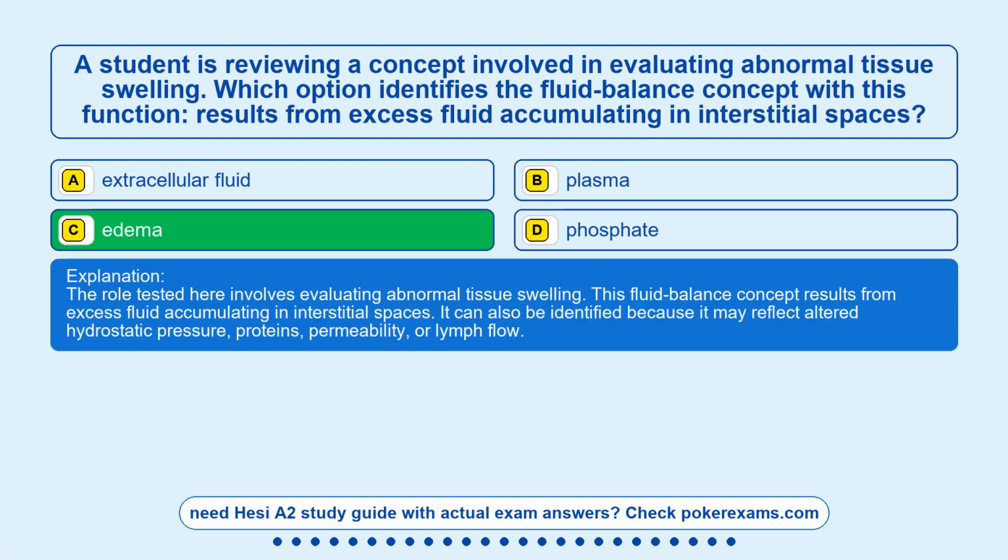The role tested here involves evaluating abnormal tissue swelling. This fluid minus balance concept results from excess fluid accumulating in interstitial spaces. It can also be identified because it may reflect altered hydrostatic pressure, proteins, permeability, or lymph flow.